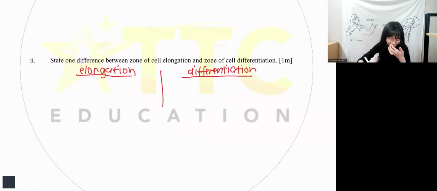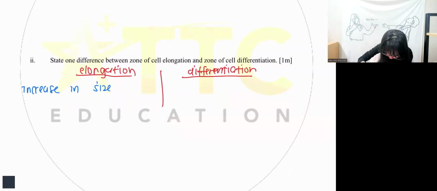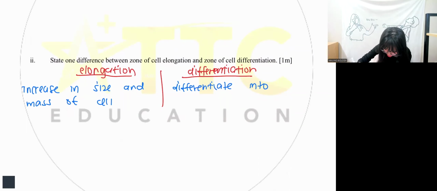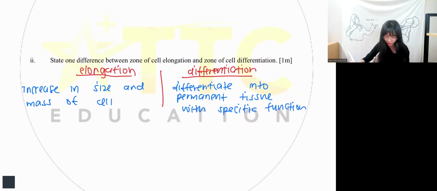So in exam, please write in sentence, don't write in table, yeah? So you're going to say increase in size and mass of cell. This one differentiate into permanent tissue with specific function.